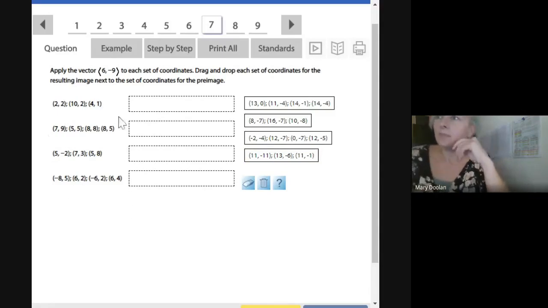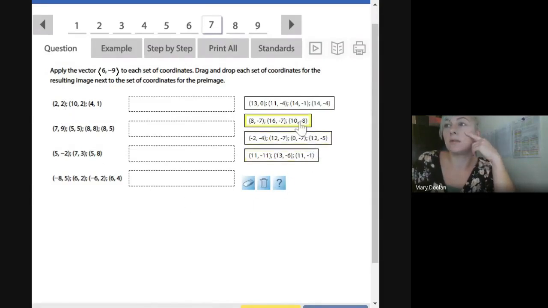And so if I take a pre-image ordered pair like 2, 2, and I apply the vector 6, -9, it means this is +6, so I'm going to add 6 to 2, and this is -9, so I'm going to subtract 9 from 2. So it's going to turn into 8, -7. So which one of these starts with 8, -7? Looks like this one.